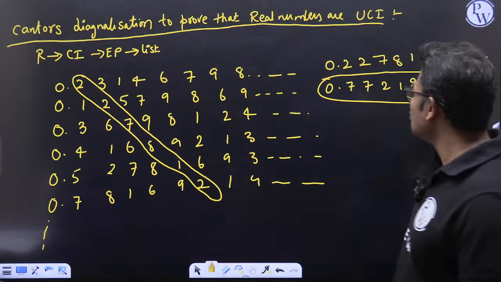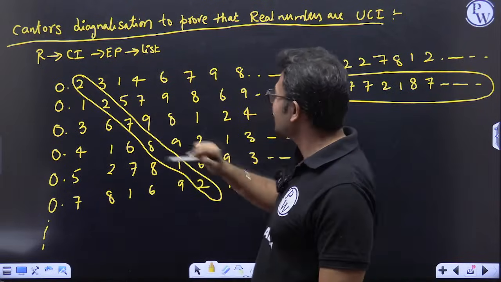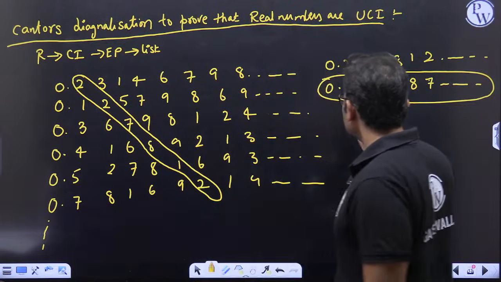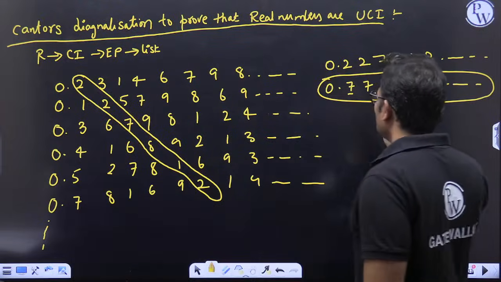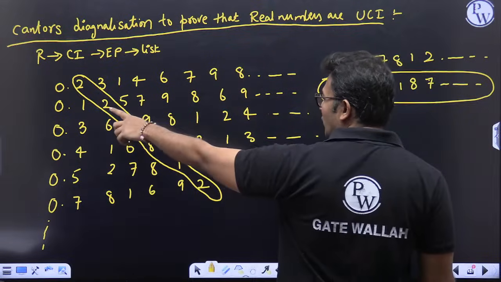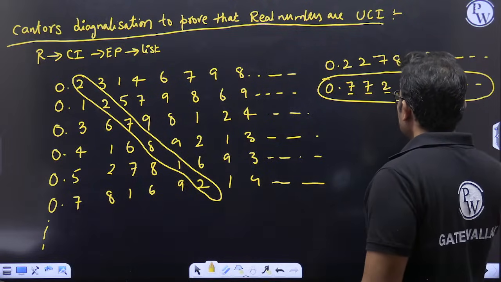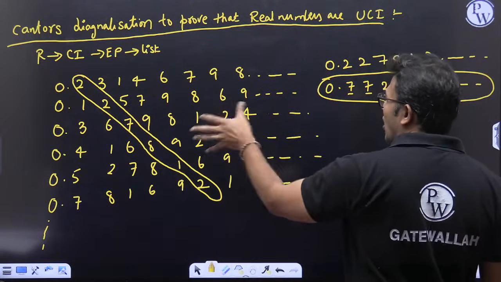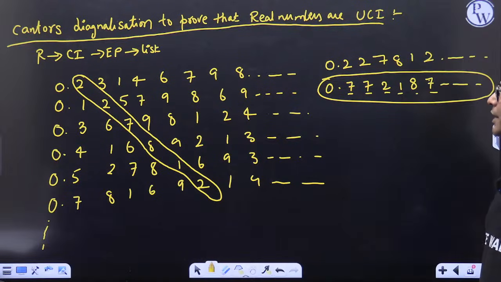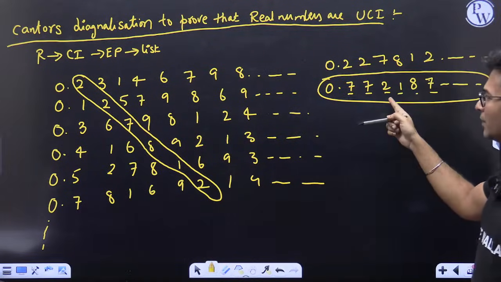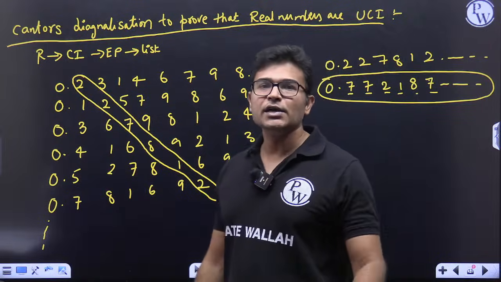I got a new number which is not there in this list, because if you look at the first digit, it differs from the first number. If you look at the second digit, it is different from the second number. Therefore, it is a new number. Like that, if you look at any number in the list, it will have one digit change here. Therefore, this number is not there in the list. So your method has failed.